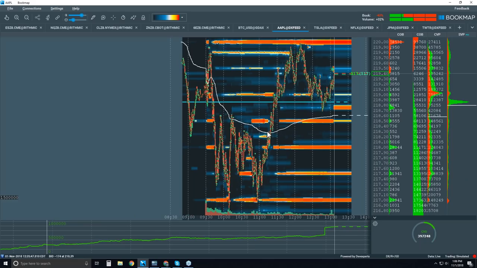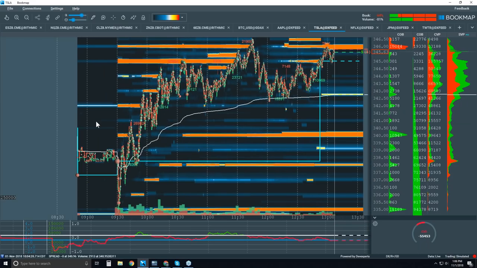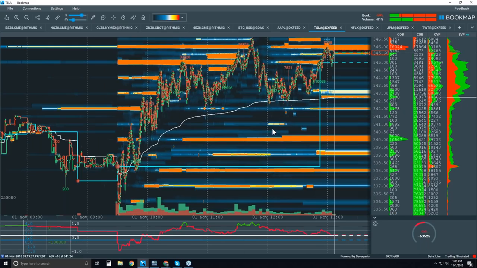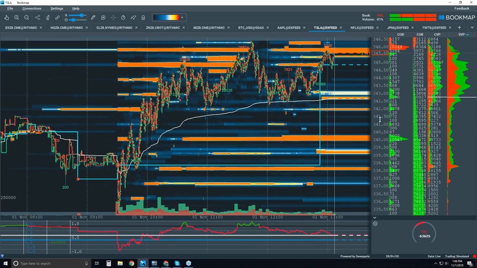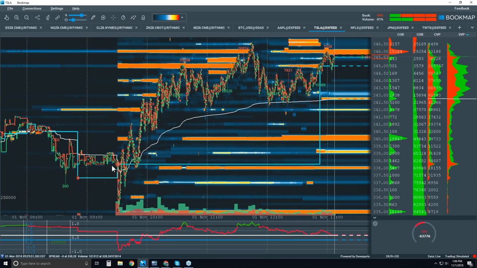The example's not so good here in Apple. It's not bad, but it's not so good. Maybe let's look at Tesla. I saw it better here. All right, so here's your advantage right off the bat. Okay, here's our 9:30 open right here. All of this is pre-market data here.